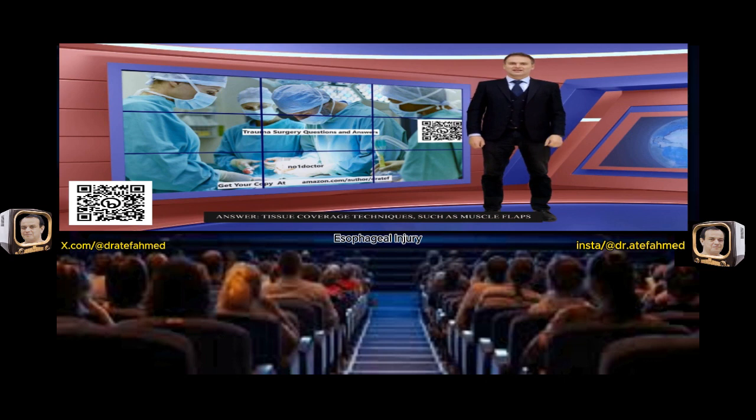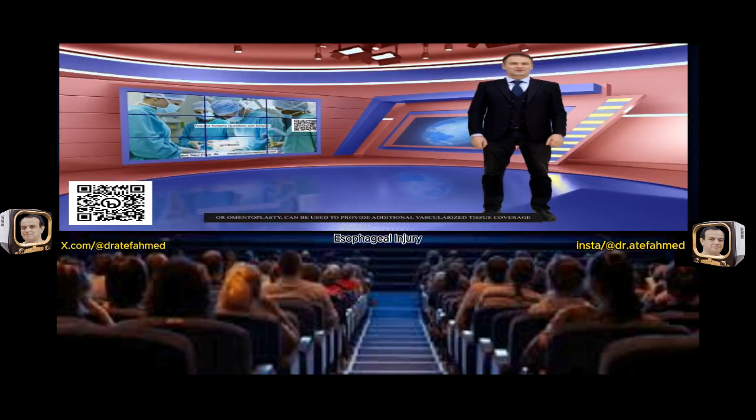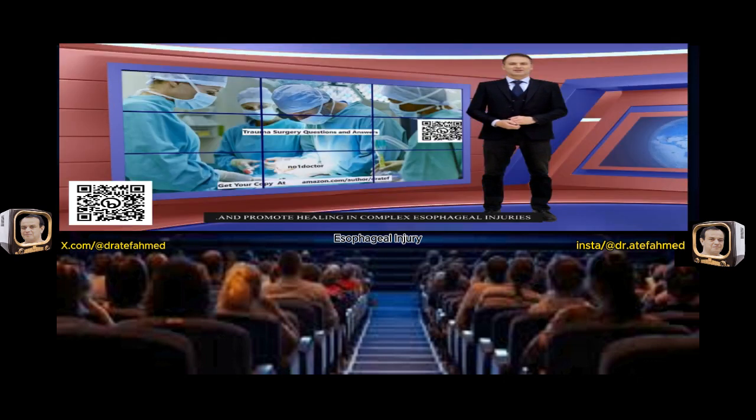Question: What is the role of tissue coverage techniques in managing esophageal injury repair? Answer: Tissue coverage techniques, such as muscle flaps or omentoplasty, can be used to provide additional vascularized tissue coverage and promote healing in complex esophageal injuries.